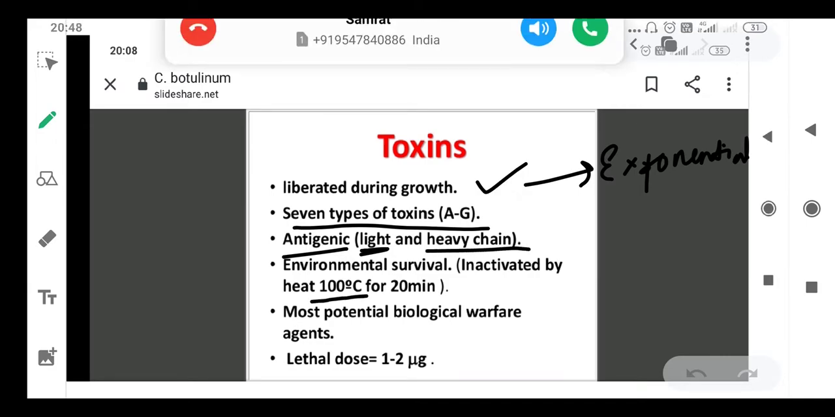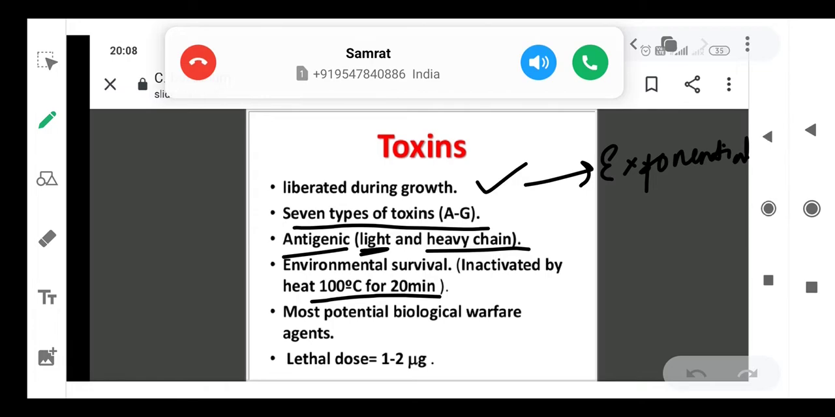It is inactivated at 100 degrees centigrade for 20 minutes, so 100 degrees centigrade is actually required. It is the most potential biowarfare agent, and the lethal dose is 1 to 2 microgram. So you understand what type of toxin it is.